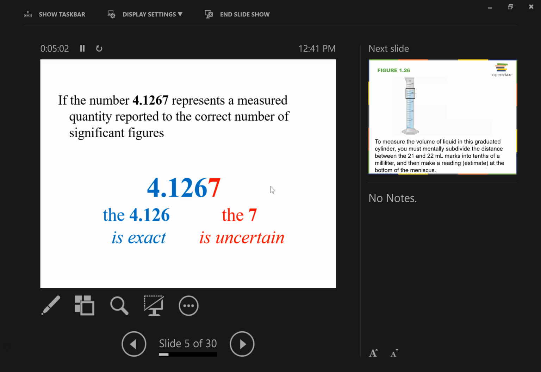Okay, so here we go. Somebody measured something. I don't have any units, but assuming that this is a measurement, it could be centimeters or feet or liters. 4.1267, and 7 is the question mark. 7 is the uncertain digit. So we'd say plus or minus 0.0001 units, unless they said otherwise.